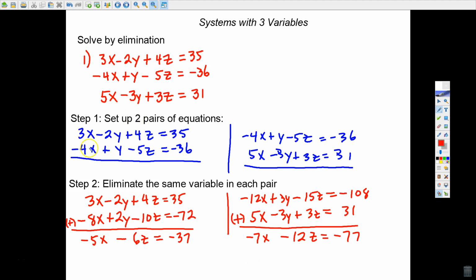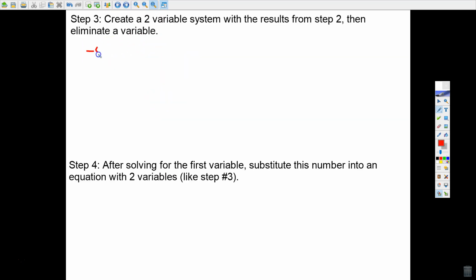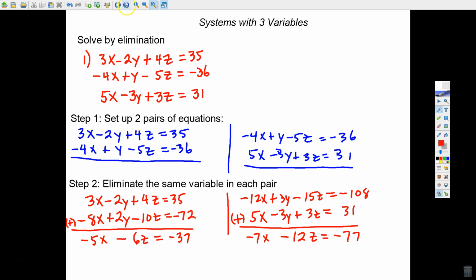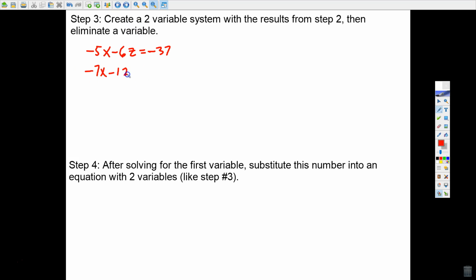Okay, so now I'm going to move on to my next step, which is going to involve putting these 2 equations that remain, both of them in x and z, together in a system, and we're back to familiar territory. We just have a 2-variable system, and we can use elimination to solve. So I'll just rewrite these. Negative 5x minus 6z equals negative 37, and negative 7x minus 12z equals negative 77.